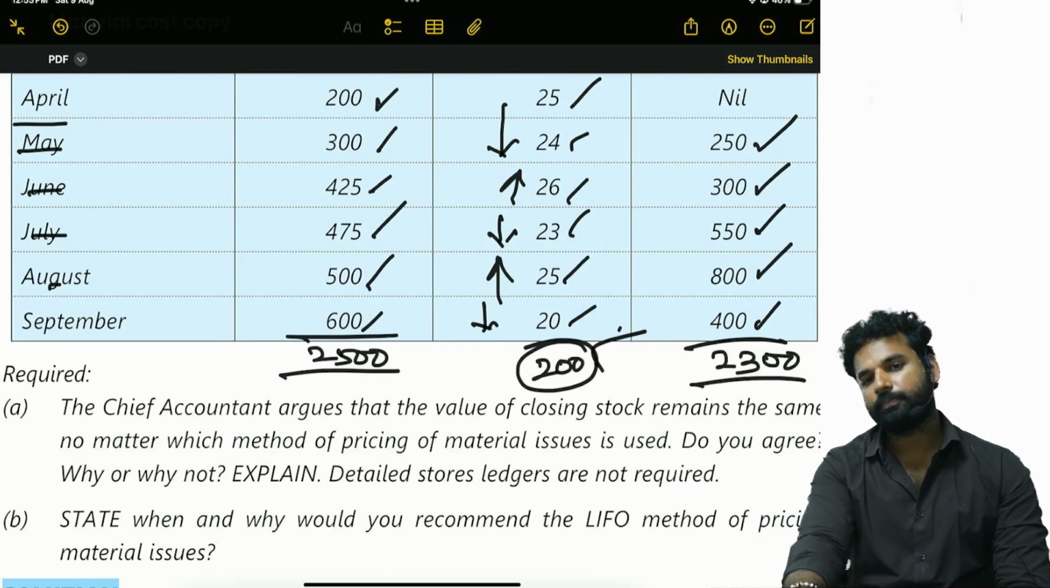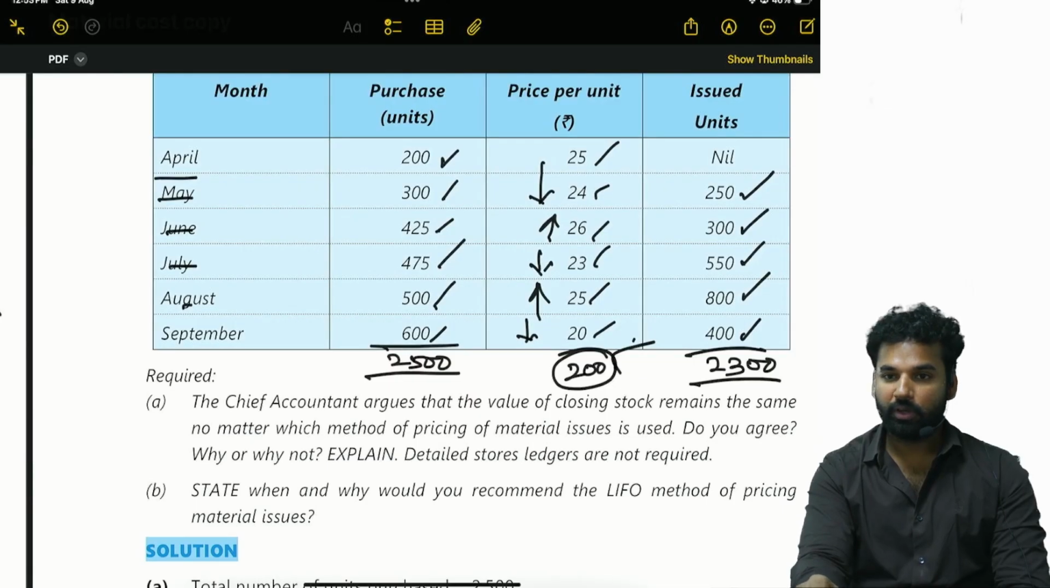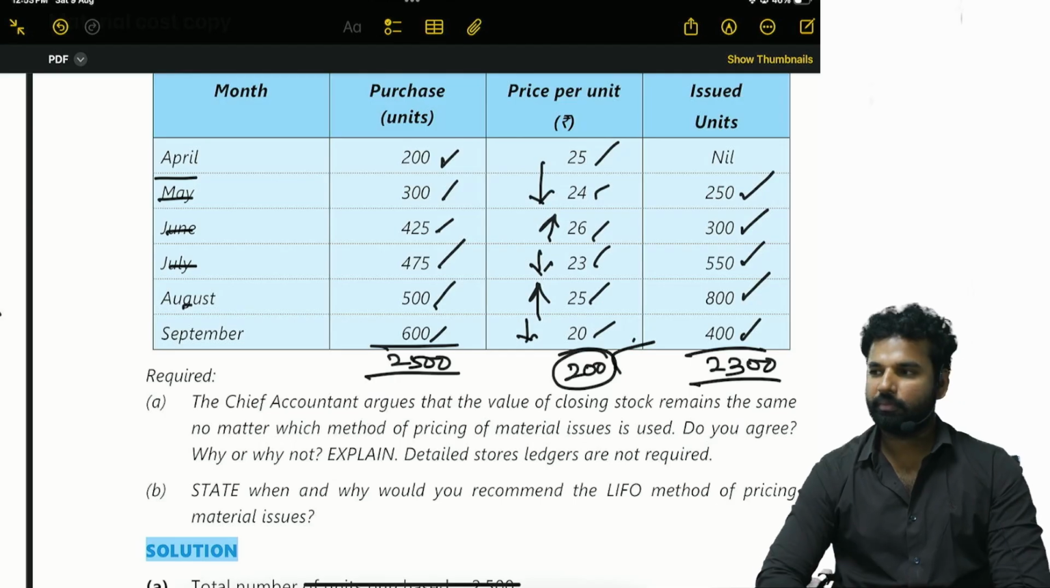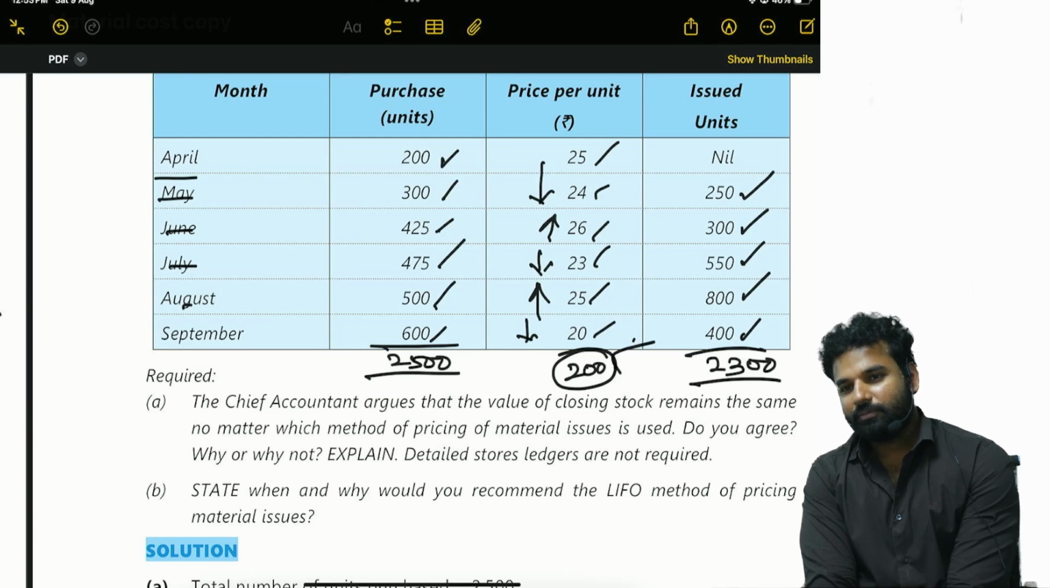If you follow FIFO, what will be in your closing stock? September month. If you follow FIFO, September month closing stock is there. If you follow LIFO, will September be there or not? Will be there or will not be there? In LIFO, September will not be there, periodically.